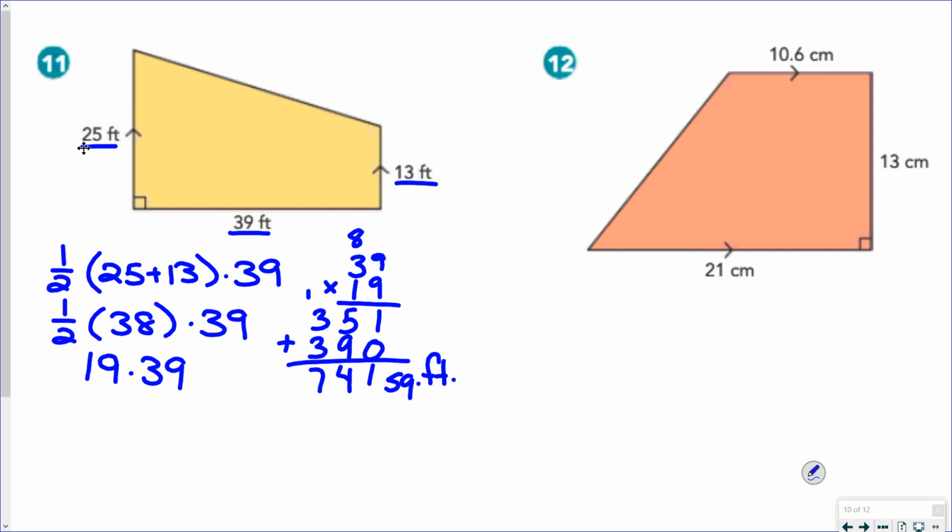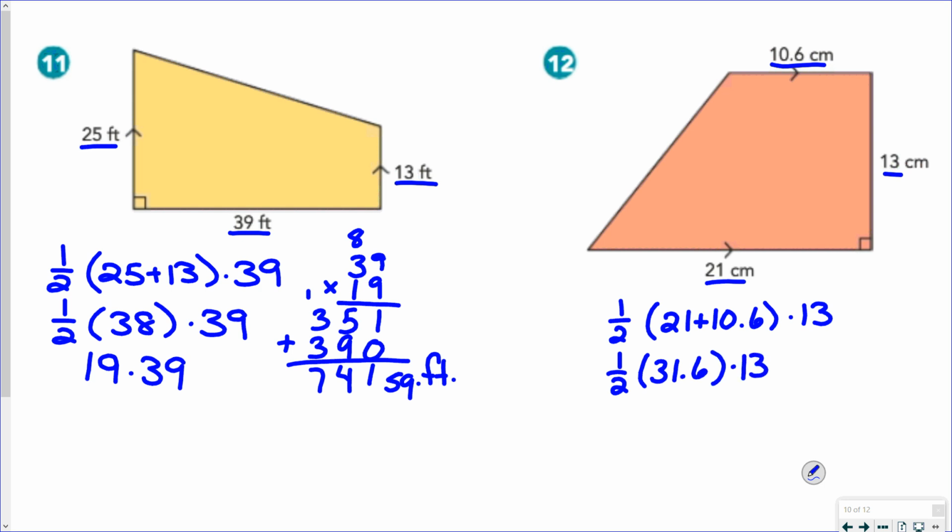Excuse me. Bases, height. So 1/2, 21 plus 10.6 times 13. So half of 31.6 times 13. I'm going to take half of 31.6. And if need be, remember half, you're just dividing by 2.